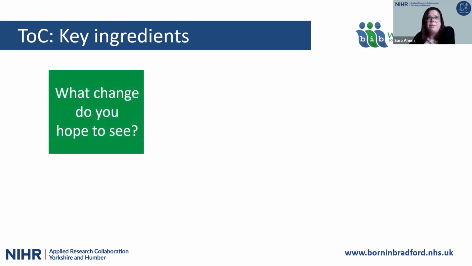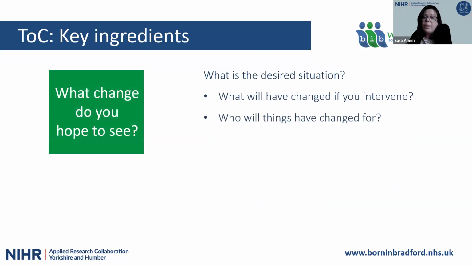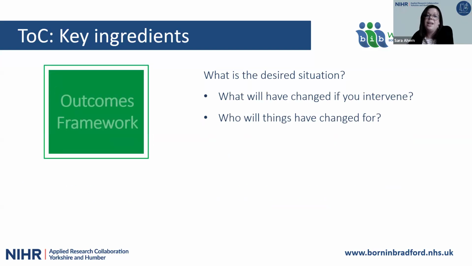Thinking about then, what change do you hope to see? And I usually do it in this order. So we're thinking about where we are now. We want to think about where we want to get to. What is the desired situation? What will have changed once you've done this piece of work, and who will things have changed for? So this is about producing some sort of outcomes framework.